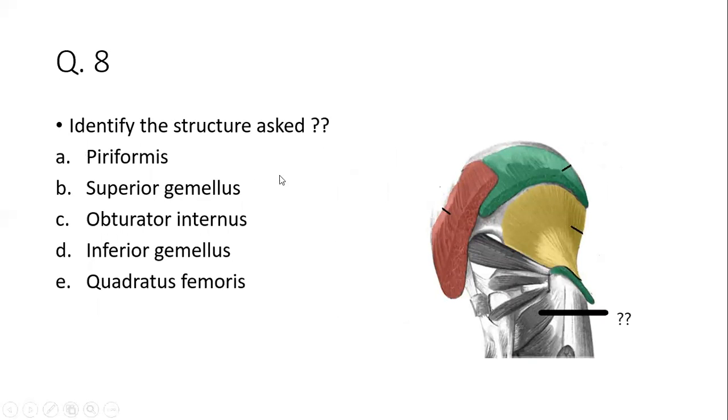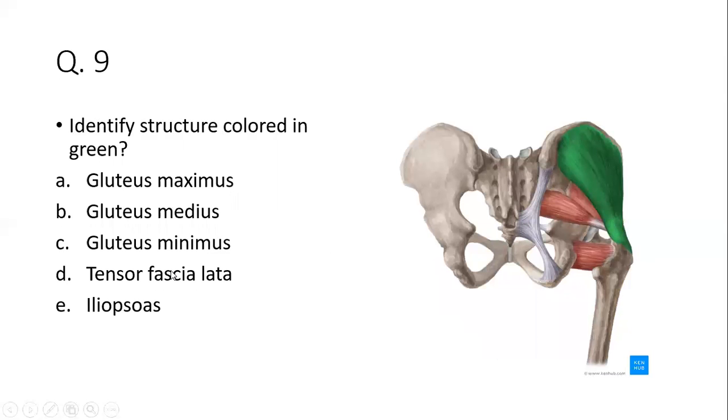Now, in this question, there is a diagram given and a structure is marked with a question mark, and you are supposed to identify the structure marked out of these 5 options. Is it either piriformis, superior gemellus, obturator internus, inferior gemellus, or quadratus femoris? One of these options is correct.